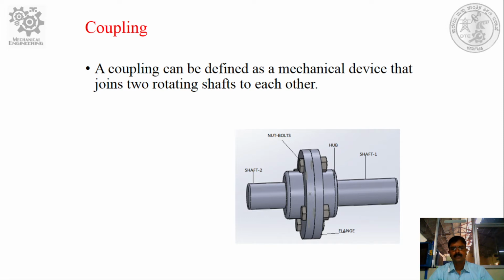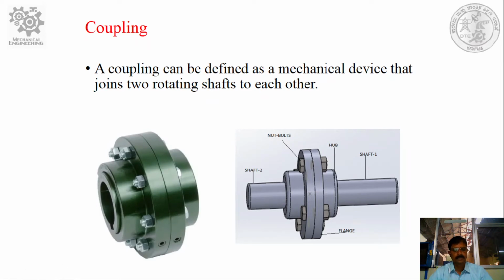Now we could see in the figure this coupling. Here shaft 1 is there and this one is shaft 2. To join these two, we are going to use the coupling. The coupling is an element used to join the ends of the two shafts. Here it consists of a hub, flange and bolts.